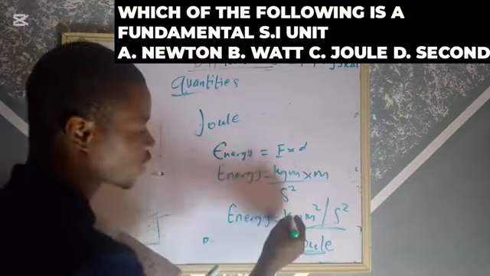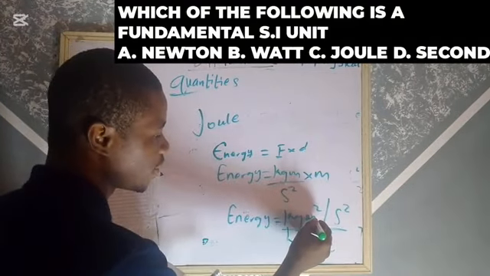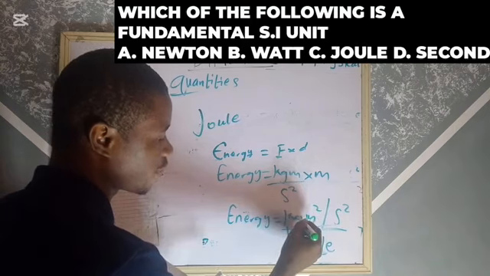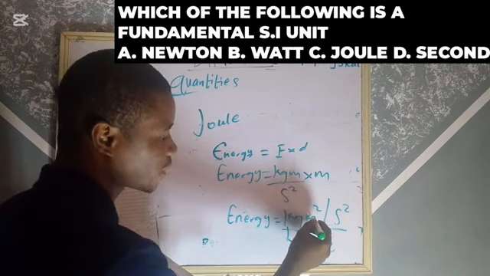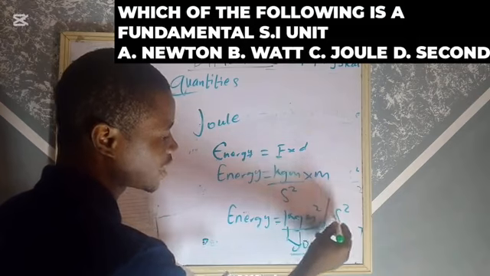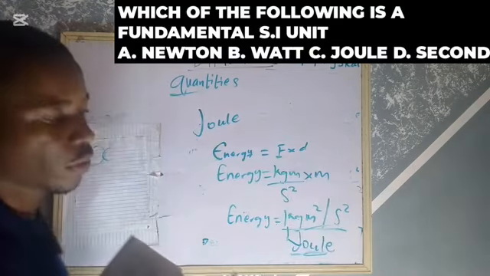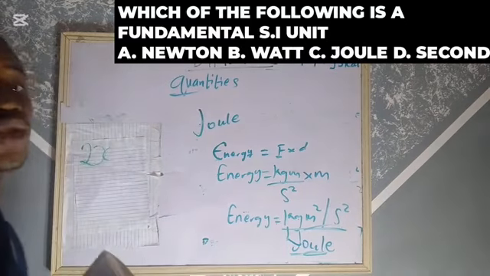So joule is a derived unit. It's derived from what? Kilogram, which is the unit of mass, meter, which is the unit of length, and seconds, which is the unit of time. Combine all of this, it gives you your joule. So joule is a derived quantity.